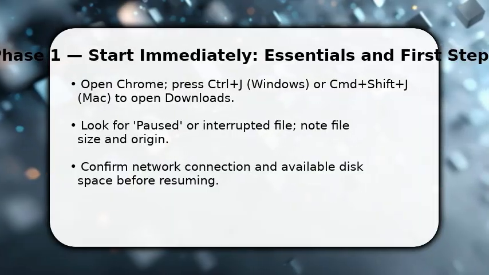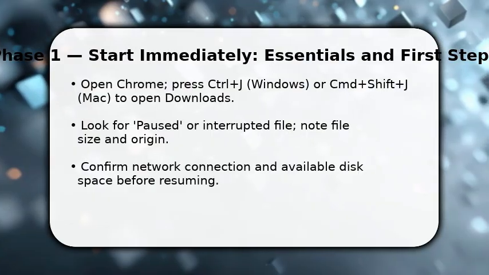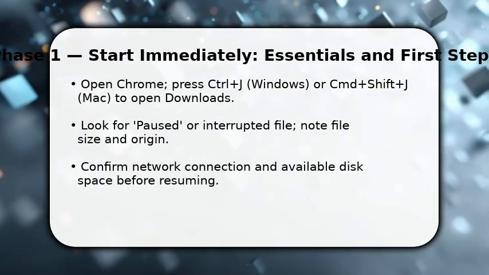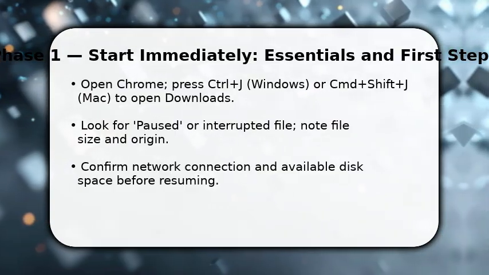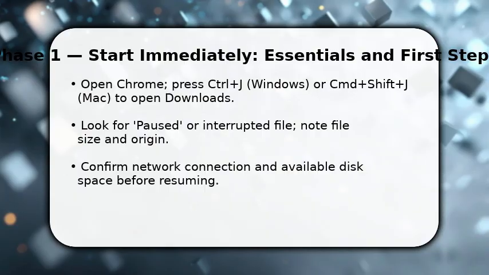You'll start in Chrome's Downloads list. Press Ctrl+J or CMD+Shift+J to jump straight there. Once you see the paused entry, check its file size and source so you know what to expect.